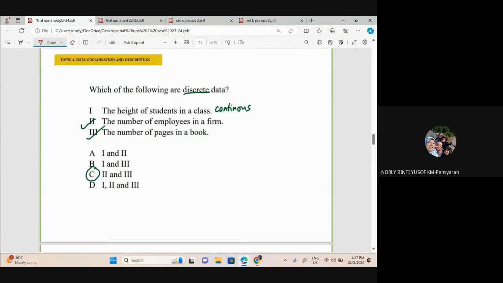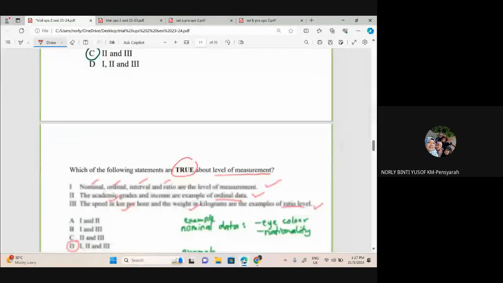So samalah. You pun tahu discrete dengan continuous ni dia ulang balik dekat chapter 6 kan, bila you nak bezakan continuous random variable dengan discrete random variable. So yang ada adalah number of employees dengan page kan. Sebab yang dua ni tak boleh perpuluhan. Kalau height ni boleh perpuluhan. So tu jadi continuous. So jawapan dia 2 dan 3.